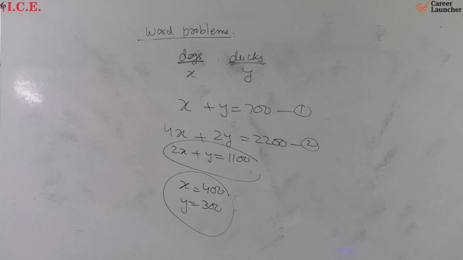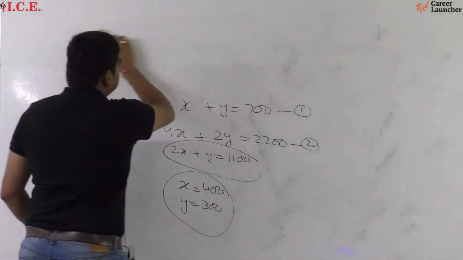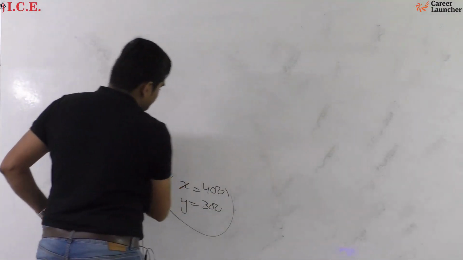So it's a 3-digit number now. A 2-digit number was represented as 10a plus b. If we assume a 3-digit number, it will become ABC, and its numerical value will become 100a plus 10b plus c. But the question is not to find that, and only one equation is given.